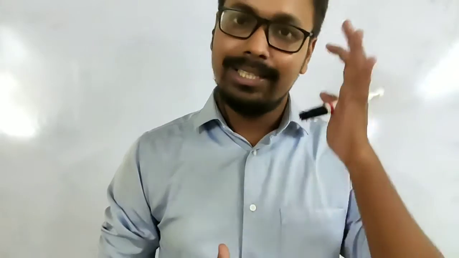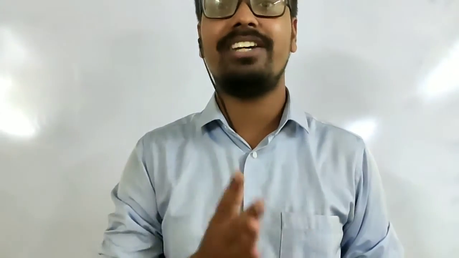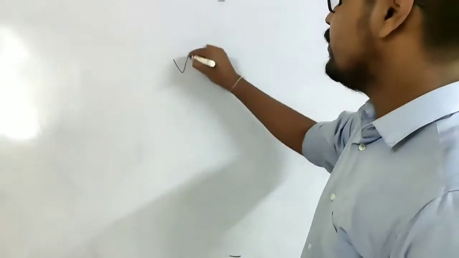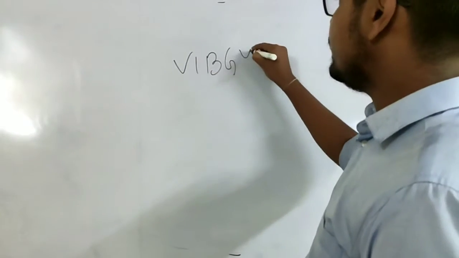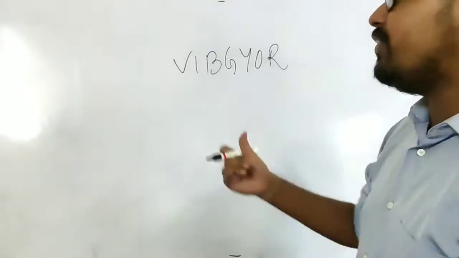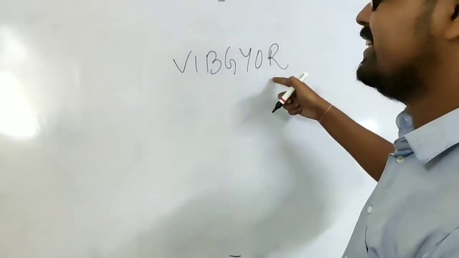We all know that white light is made up of 7 different colors, and the 7 different colors are violet, indigo, blue, green, yellow, orange and red. In short, we call it VIBGYOR. V-I-B-G-Y-O-R. Now, why is this always arranged in this fashion?